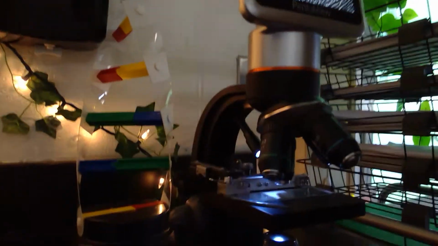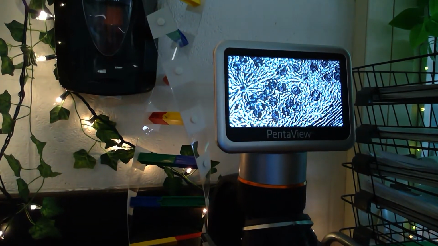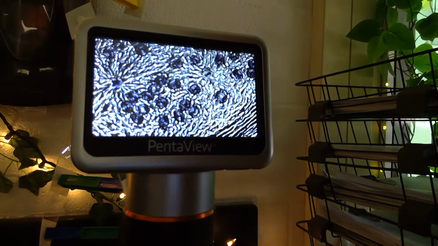So here I'm going to take you to the microscope. Okay. So here is my field of view under high power, and I'm going to count how many stomata I have, and then I'm going to move the field of view 3 times.